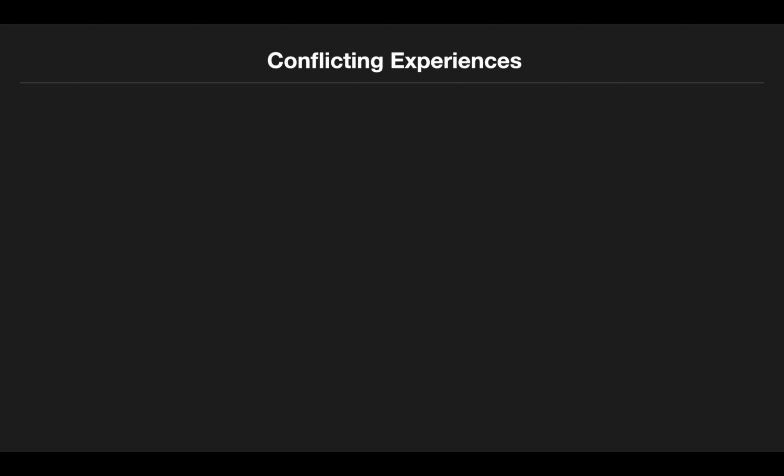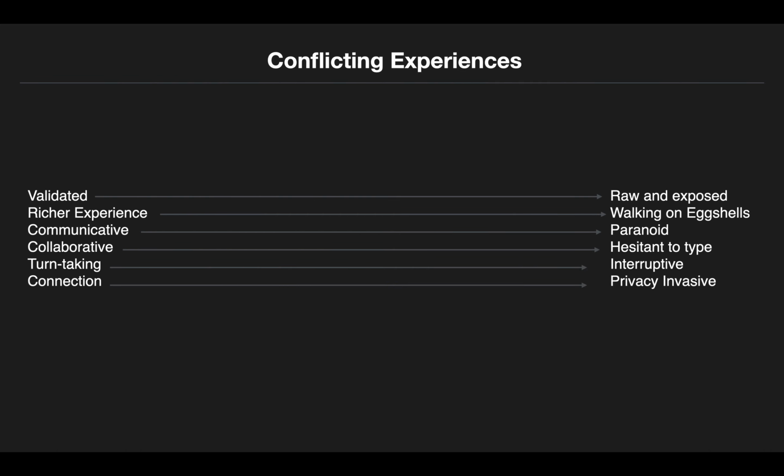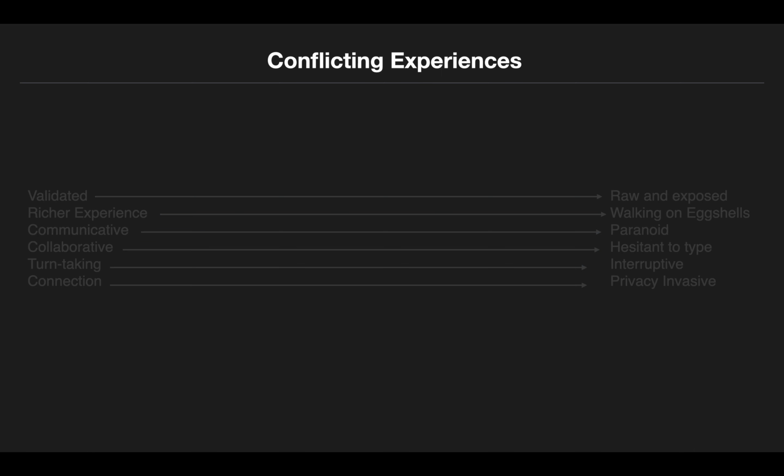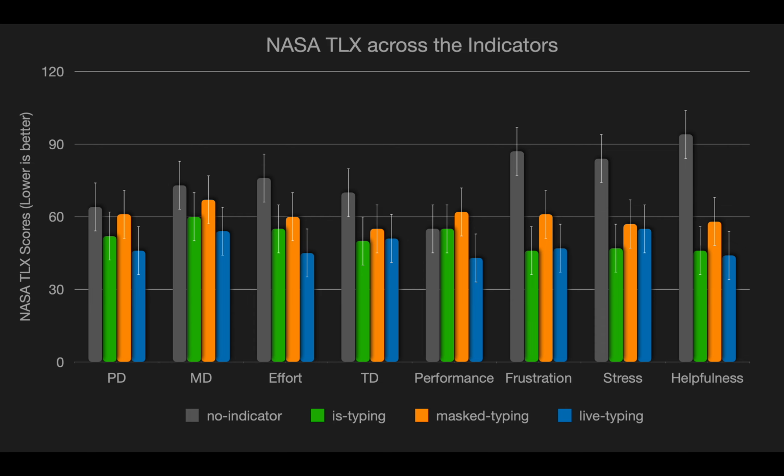However, this was not one size fits all. While most participants found live typing to be validating, some felt raw and exposed. Richer experience turned into walking on eggshells, and collaborative turned into hesitancy to type. While most participants felt a connection, some reported that the indicator was privacy invasive, showing a wide spectrum of responses to the indicators. Now we highlight some of the implications of these results.